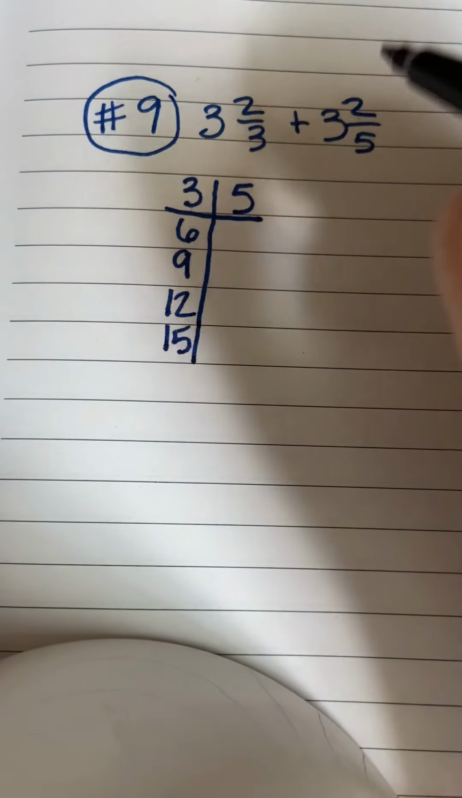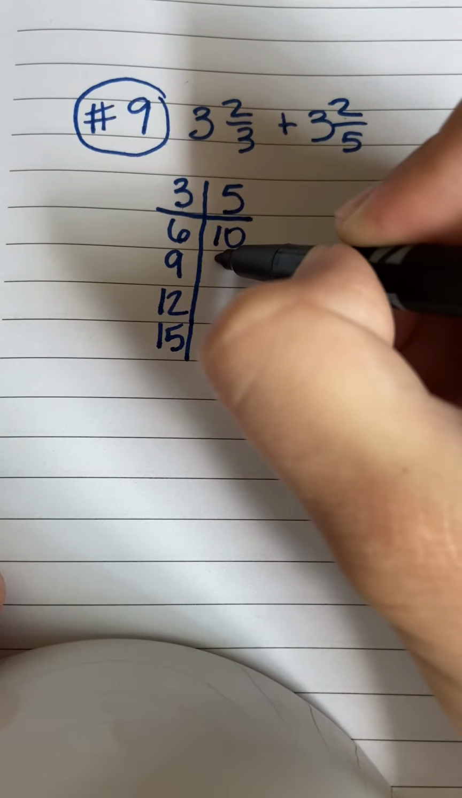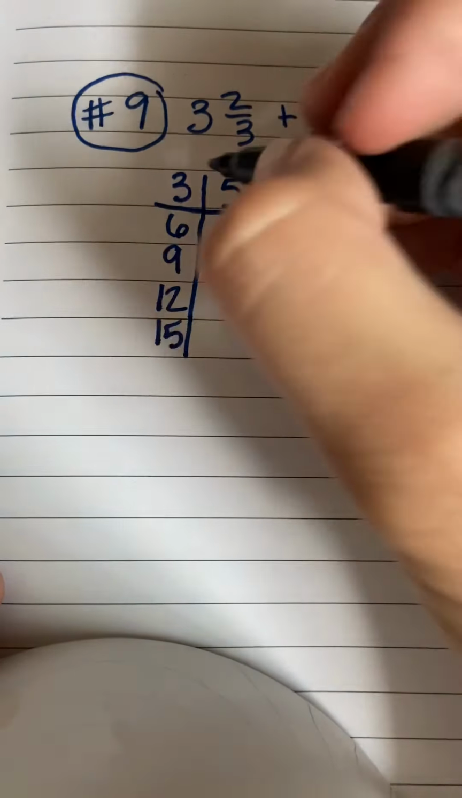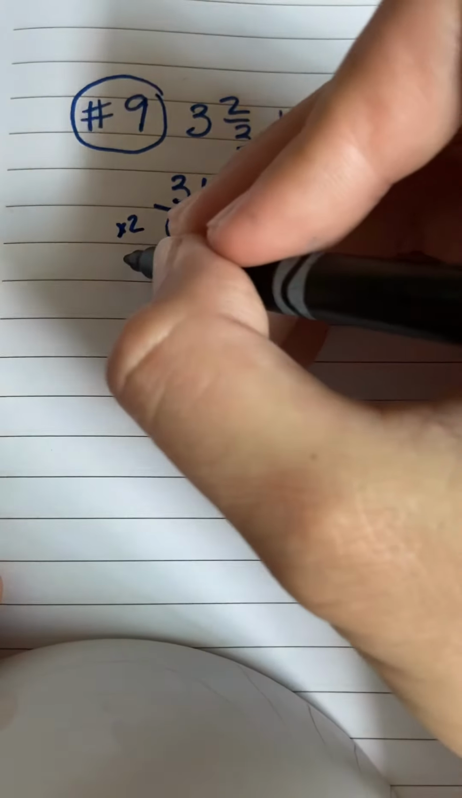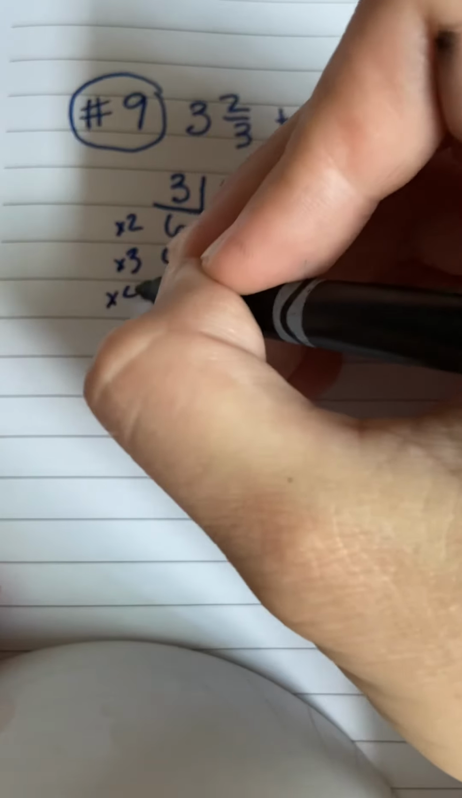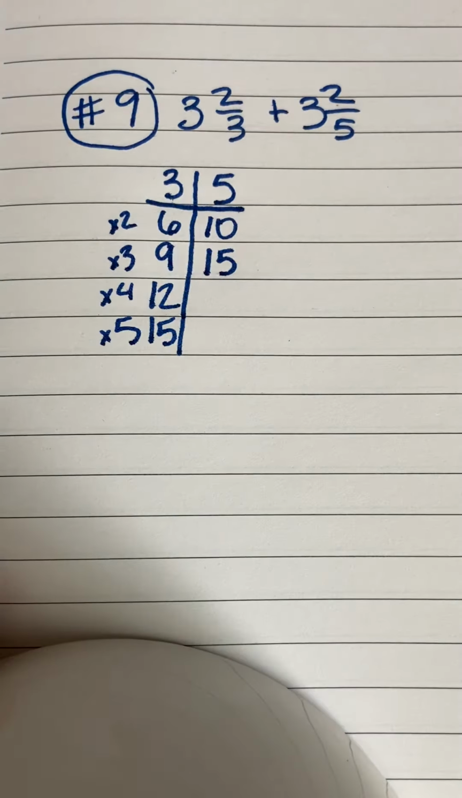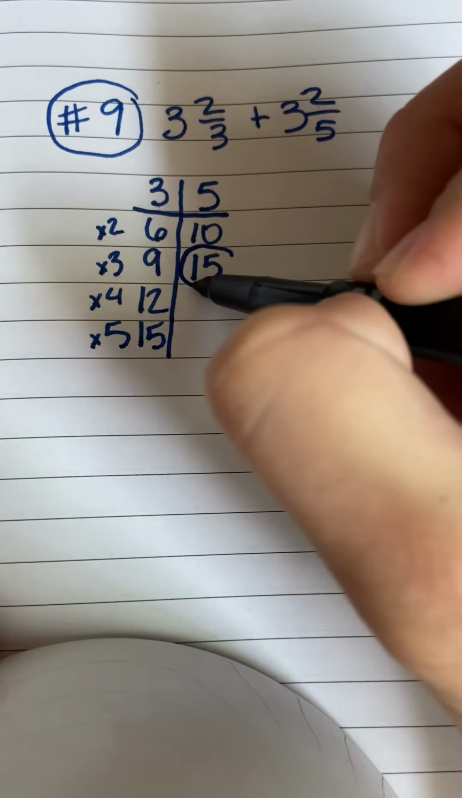All right, let's go over to 5. 5 times 2 is 10. 5 times 3 is 15. Okay, and I'm going to write out how many times I multiply them over to the side: 3 times 2, times 3, times 4, and times 5. So I know how to plug that in up at the problem up here. All right, I have found my common denominator, and it is 15.